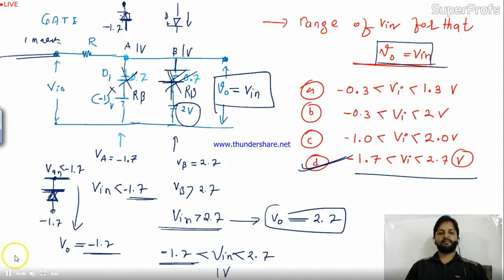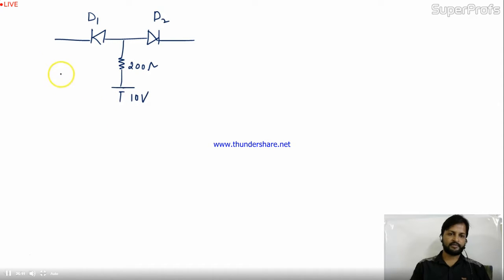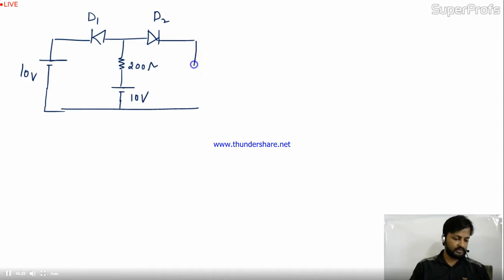Okay, I'll take another problem. This question is again very interesting. Here is diode D1, here is diode D2, connected in this way. In between them, one branch is connected having 200 ohm resistance and a 10 volt energy source connected like this. D1 negative terminal is connected with 10 volt, and the D2 terminal is connected with 8 volt.